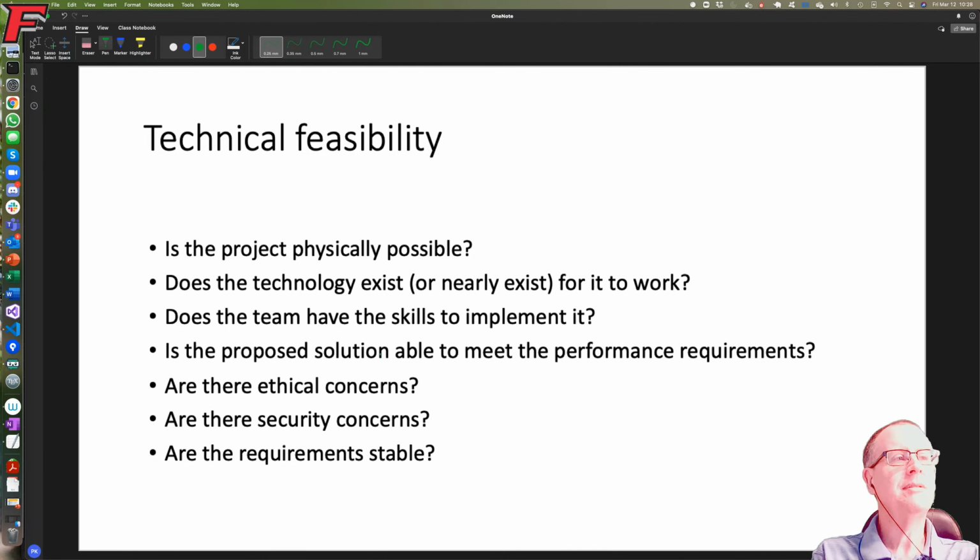Is it possible for the proposed solution to meet performance requirements? Are there ethical or security concerns? Have you decided on what you're doing, or is it going to change? Are you going to change your mind?